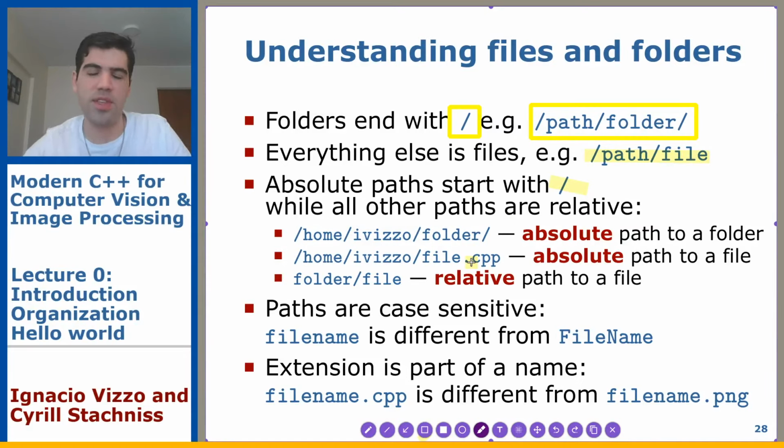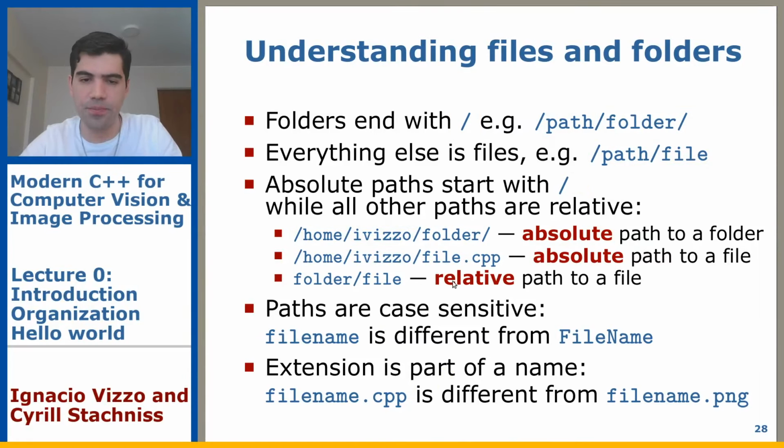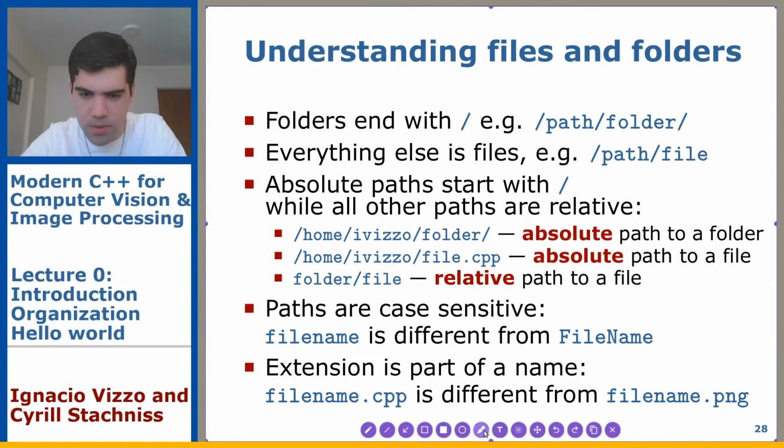So what is the meaning of this? That I have all my files on my home directory, that this is on /home/Vizzo, and then /whatever folder. And then, for example, I have a file there that is called file.cpp, and this is the full absolute path. But then, for example, I can be working on this directory called folder. And then when I say folder/file, then I mean from here, go to folder, and then the file. So this is why we call it relative path.